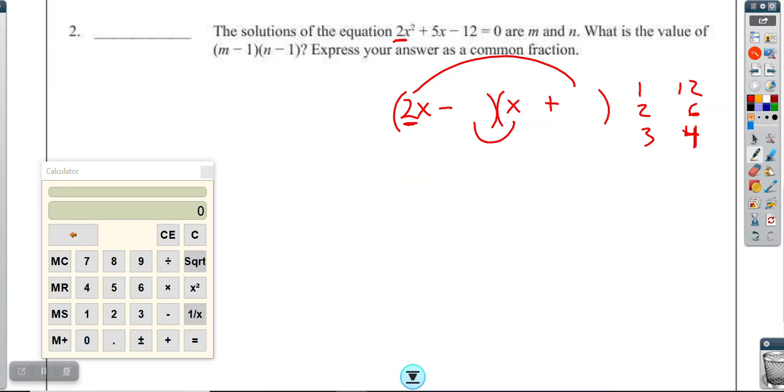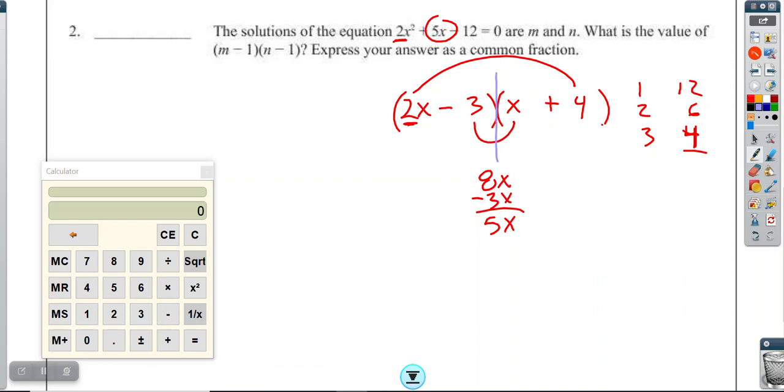So 2 times 4 is 8, 8 minus 3 is 5, so the 2 has to be multiplied by the 4, because 2 times 4 gives us 8x. That makes this 3, because negative 3 times 4 is negative 12. Negative 3 times x is negative 3x, so that will give us our positive 5x for our linear term. So we've successfully factored that. Great. Now it's time to find the solutions.